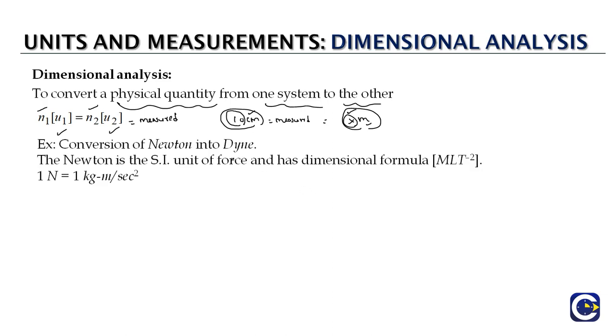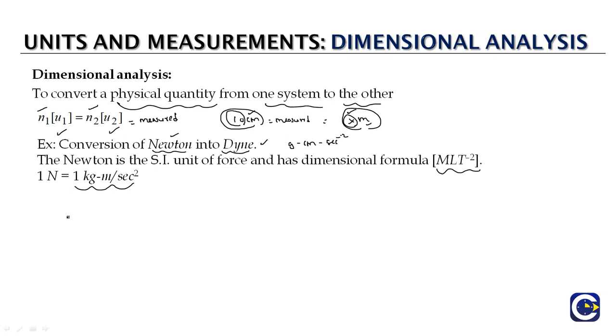Let's say we have the conversion of Newton into dyne. Newton is the SI unit of force, which has the dimensional formula MLT^-2, and 1 Newton is nothing but kg meter per second square. Dyne is a CGS unit of force, which is gram centimeter second power minus 2. This is the CGS unit.